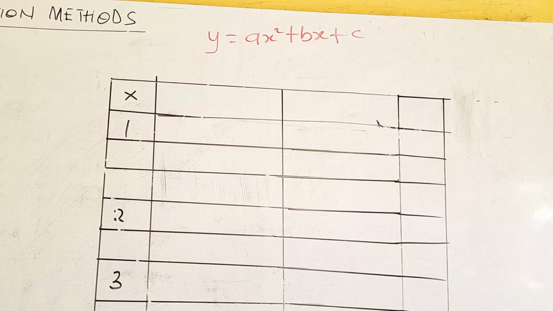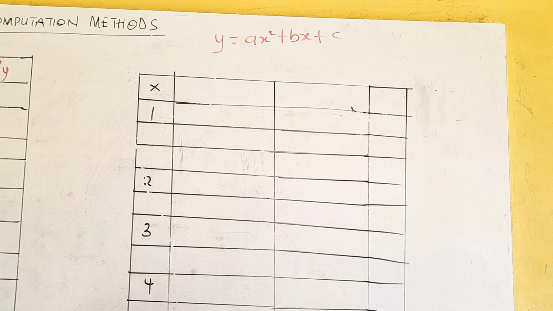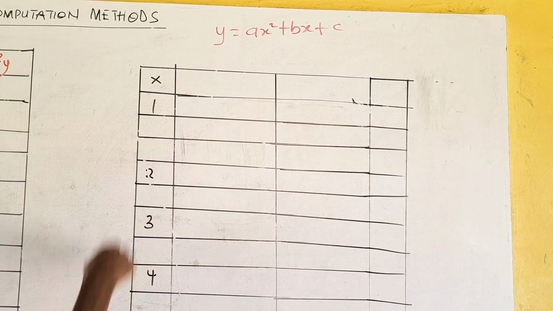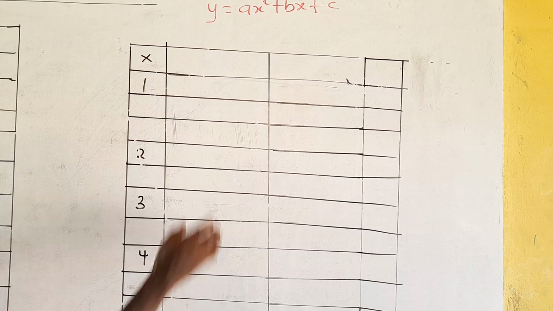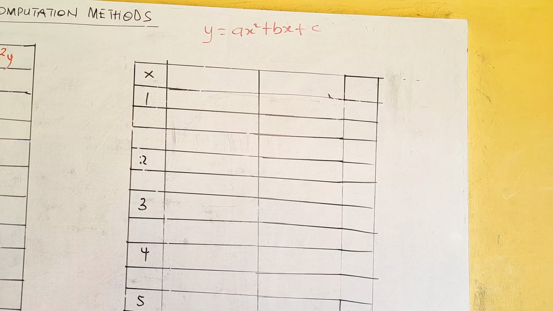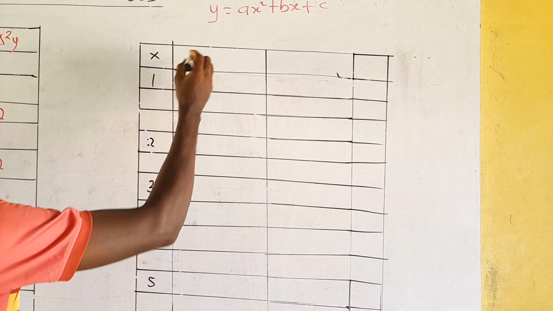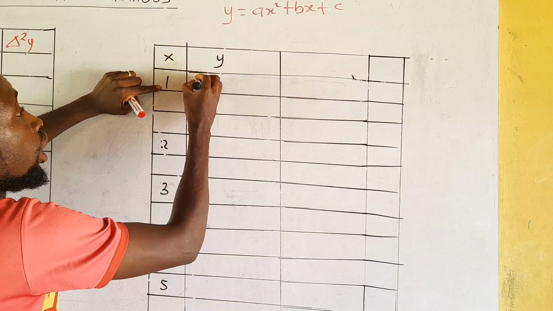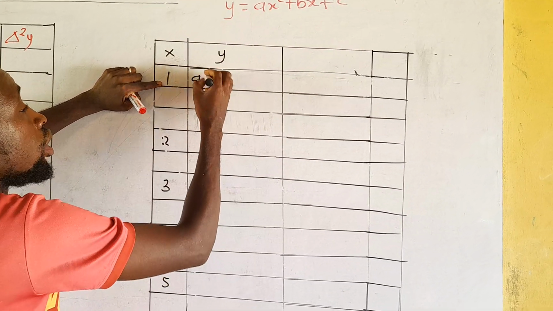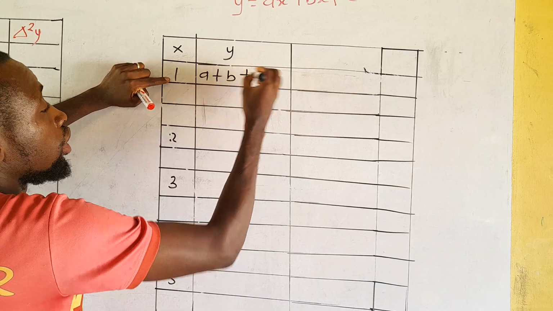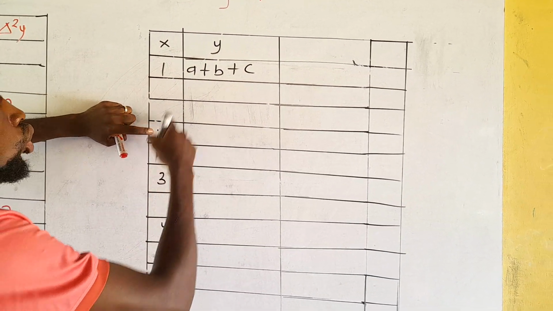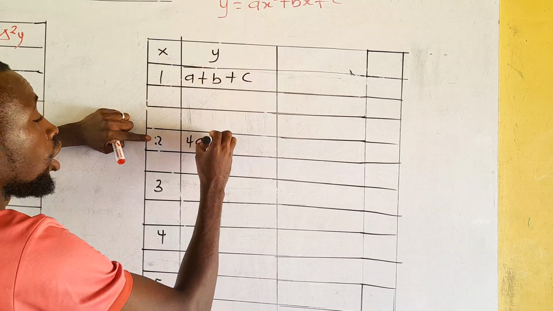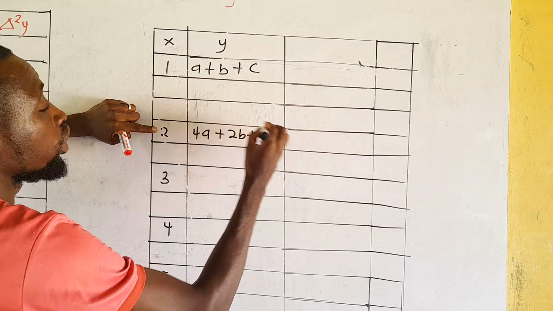So having determined that the polynomial function connecting x and y is of the form y is equal to ax squared plus bx plus c, there is a need to substitute the x values into our polynomial function and write the results as the values of y in the y column. So when we substitute 1 here, 1 square is 1 times a will be a, b times 1 will be b, then plus the constant c. When we substitute 2, 2 square is 4 times a, that will be 4a, then 2b, then plus the constant c.